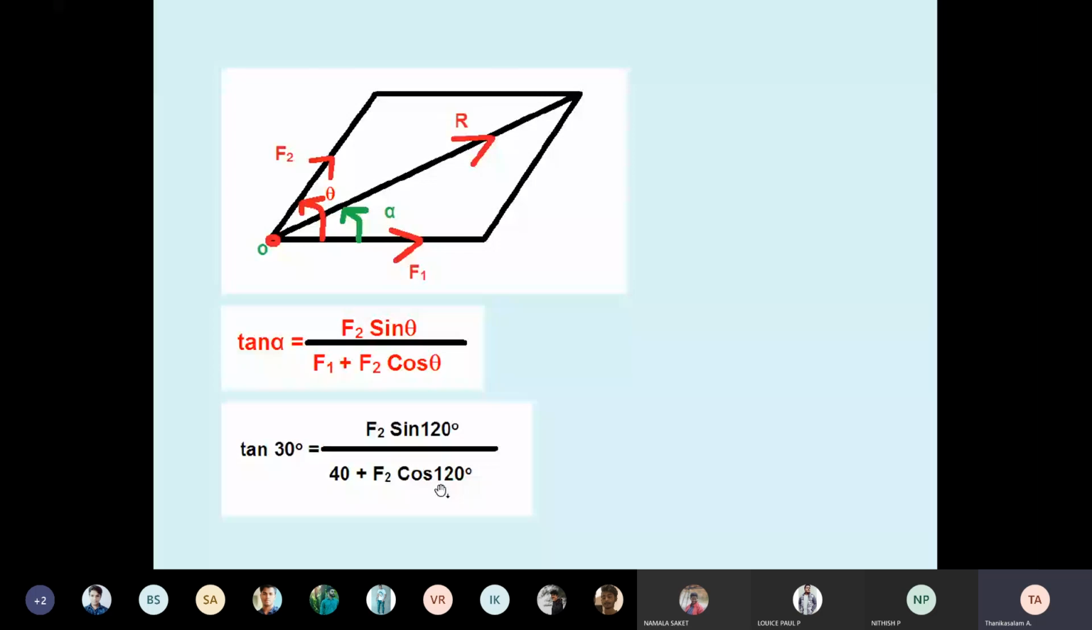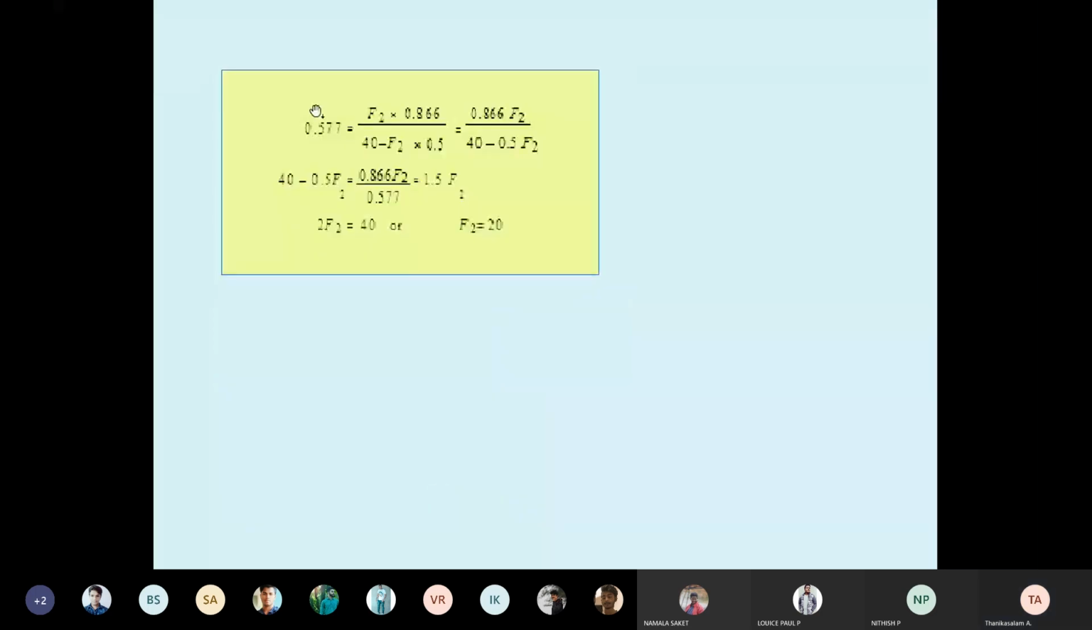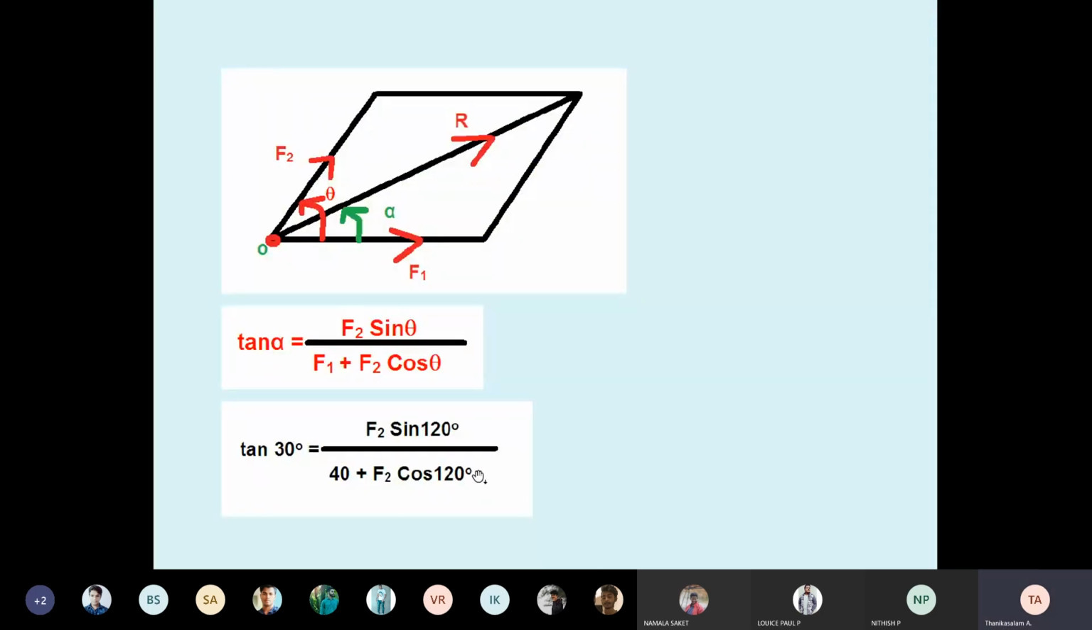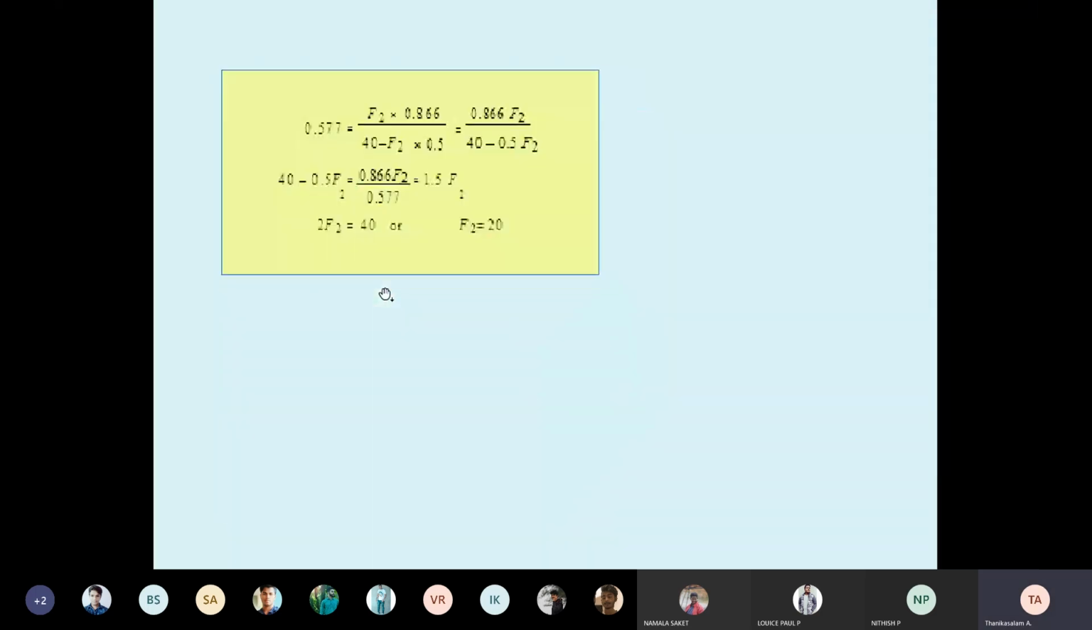After this it is mathematical calculation, cross multiplication. Tan 30 is 0.577, sin 120 is 0.866, and cos 120 means minus 0.5. So 0.577 equals F2 times 0.866 divided by 40 minus 0.5 F2. After cross multiplication, it is a simple calculation. So the final answer: F2 equals 20 Newton.